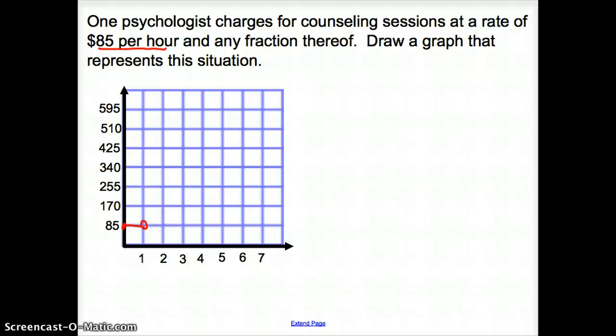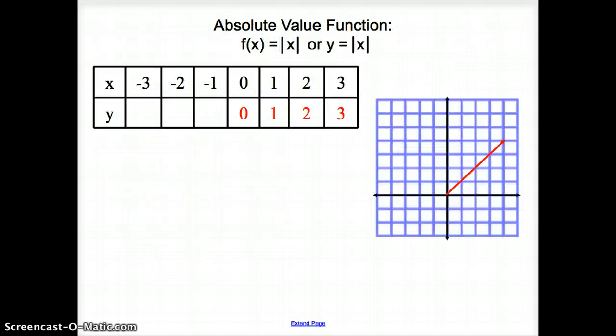Now from hour 1 to 2, I'm going to get charged double that, right? So I'm going to get charged $170. And then from 2 to 3, I'm going to get charged 3 times the amount. And it's just going to keep going up and up and up. Now we're going to move on to an absolute value function.